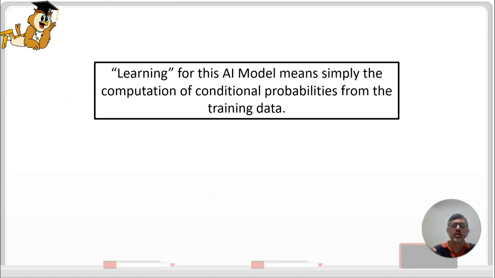Okay, so learning for this AI model means simply the computation of conditional probabilities from training data. So when we kept saying earlier, you give training data, the AI model learns, so on and so forth, what exactly did it mean? For this particular model based on probabilities, learning simply meant computation of conditional probabilities from training data. तो जैसे कि मैंने पिछले स्लाइड पे भी बताया, आपको कई सारी कंडीशनल प्रोबेबिलिटीज कैलकुलेट करनी पड़ेगी ट्रेनिंग डेटा से, और इस एआई मॉडल के लिए यही तो होगा लर्निंग.